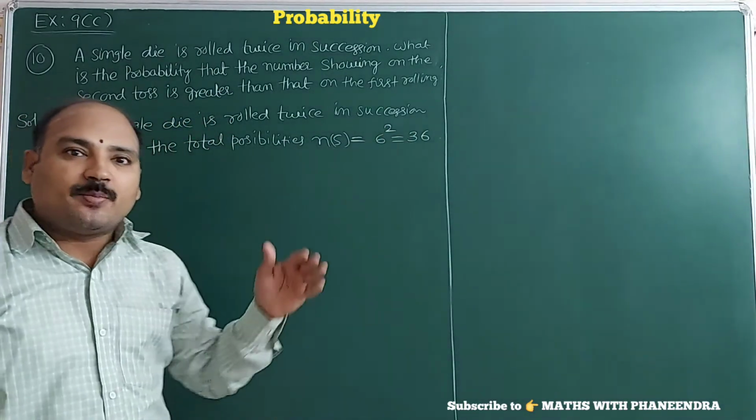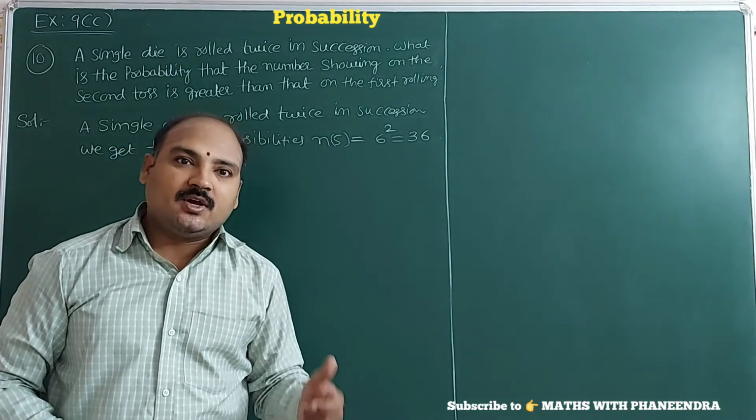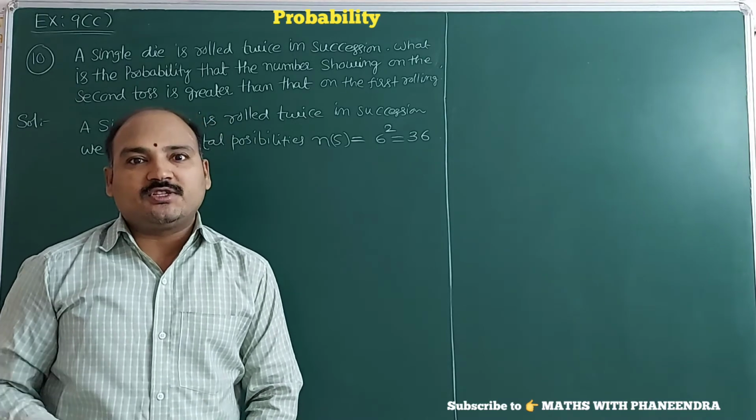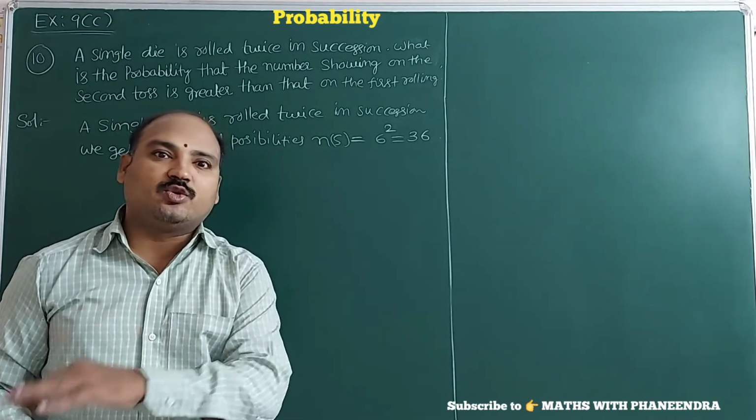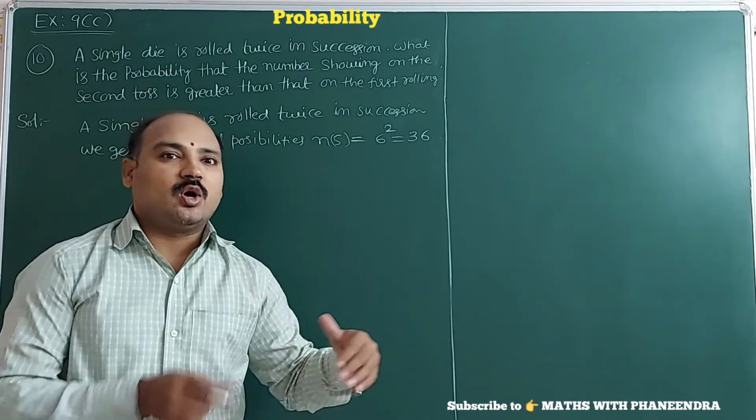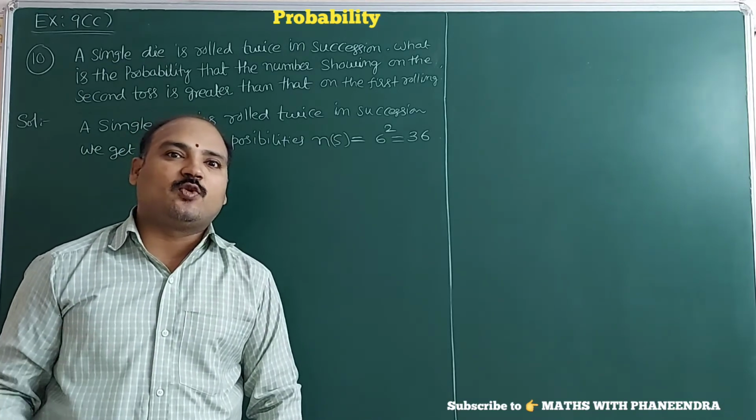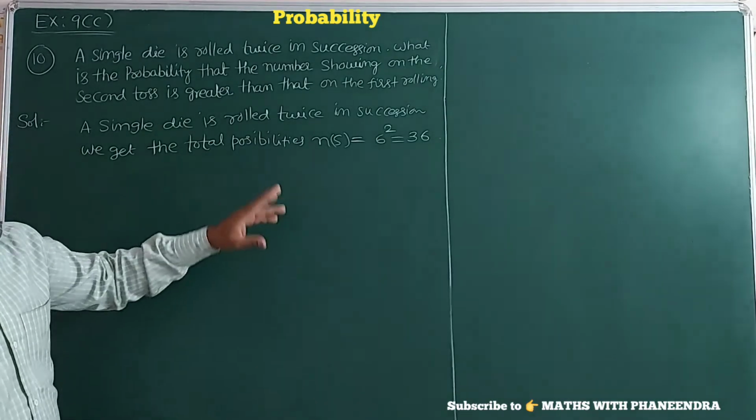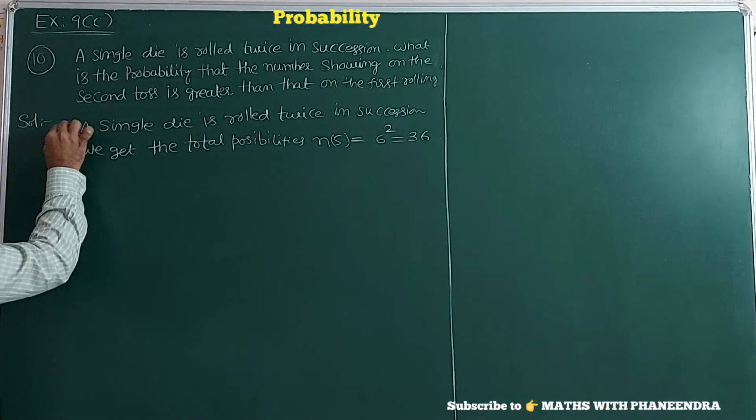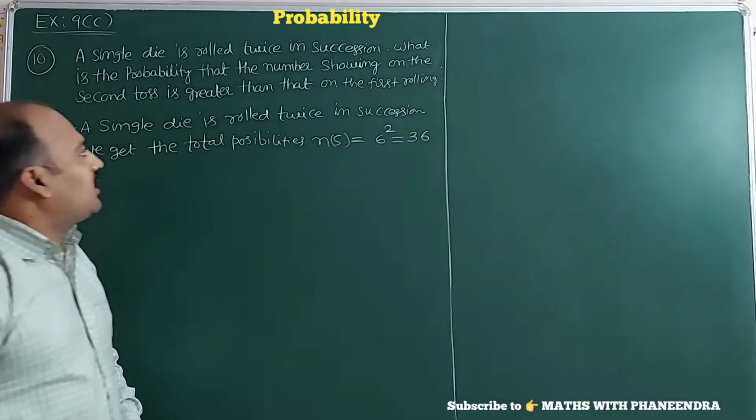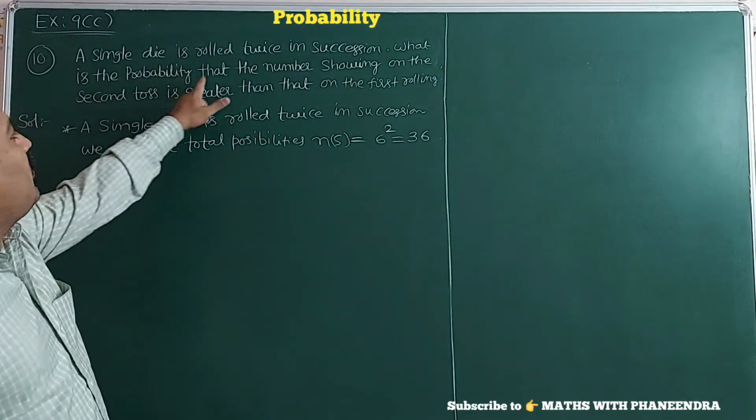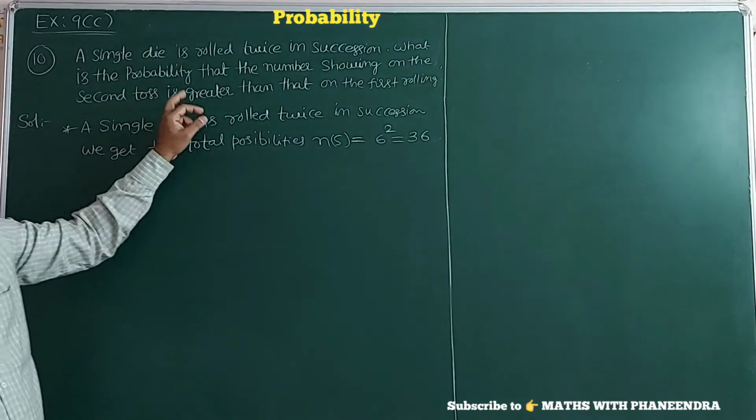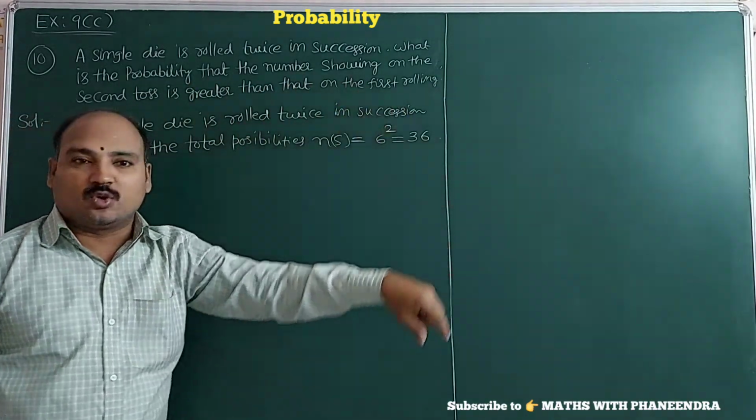So we know the possibilities of that 36 are 1 1, 1 2, 1 3, 1 4, 1 5, 1 6 like this, 2 1, 2 2, 2 3, 2 4, 2 5, 2 6 and so on, 6 1, 6 2, 6 3, 6 4, 6 5 and 6 6. These are the possibilities of these 36. Out of these 36, what they are asking is, what is the probability that the number showing on the second toss is greater than that on the first rolling?